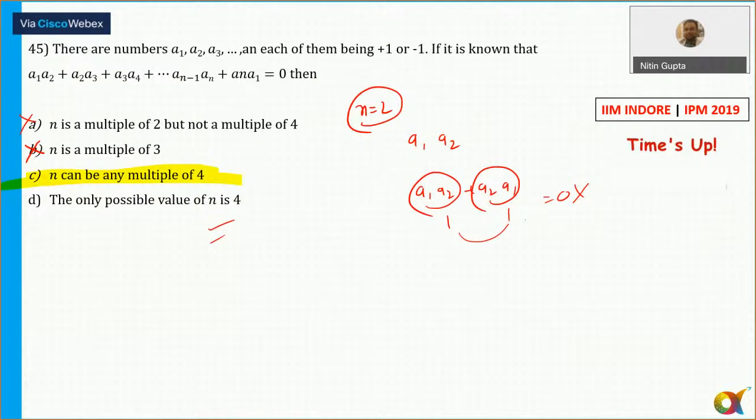So we have discussed all the 45 questions which were asked in the last year IIM Indore paper. And if you observe here, there is not a single question out of these 45 which we have not done in the class. There is nothing new. Okay, so please tell me if there are any doubts to anyone now.